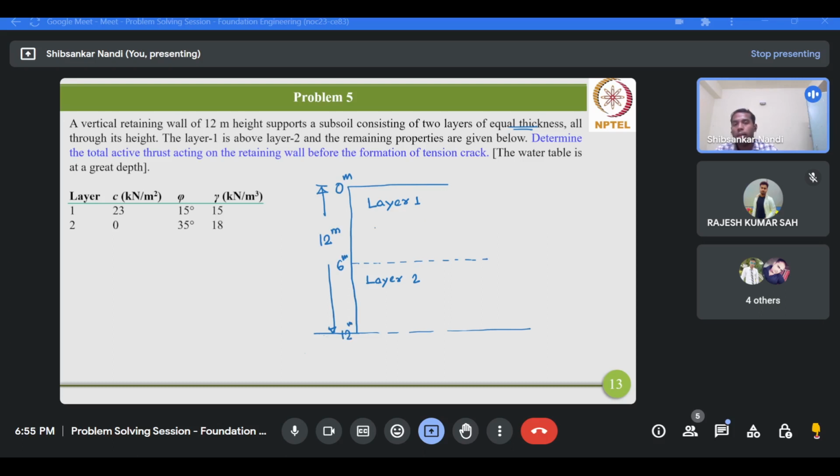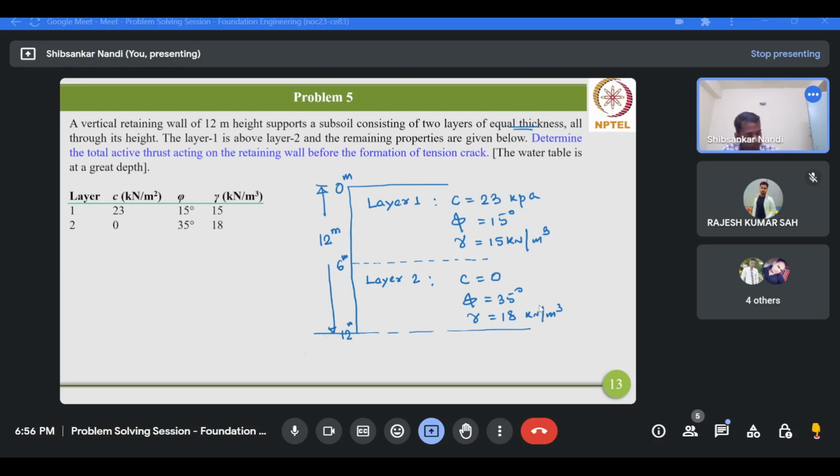Now the properties are mentioned in this table. So for layer 1, C is given as 23 kPa, phi value is given as 15 degree, and gamma is given as 15 kilonewton per meter cube. For layer 2, this is a sand or cohesionless soil. So C value is 0, phi value is 35 degree, and gamma is 18 kilonewton per meter cube. So we have two different layers. The first or topmost layer is cohesive frictional, and the bottom layer is purely cohesionless.